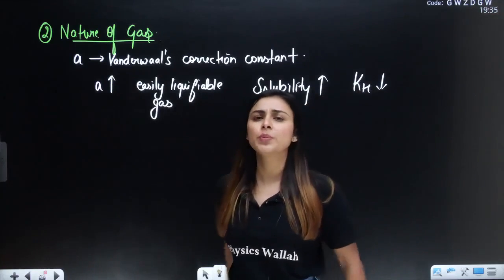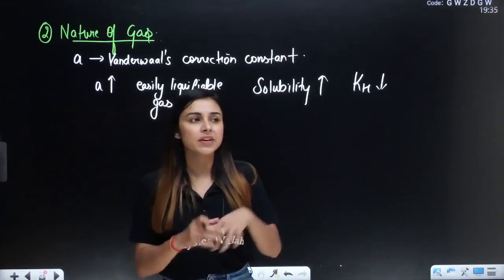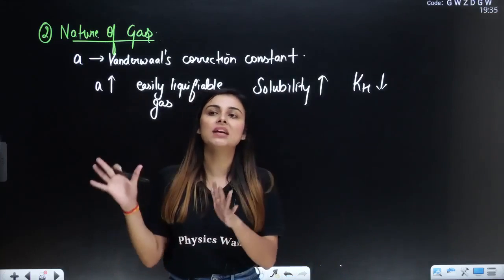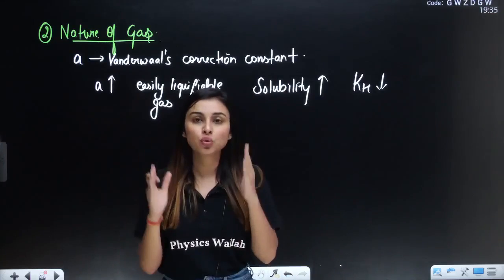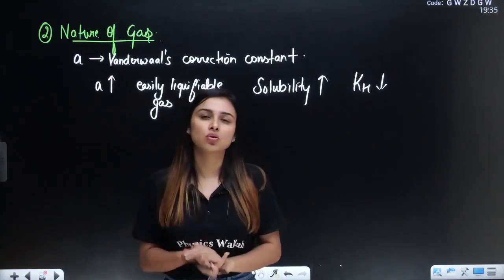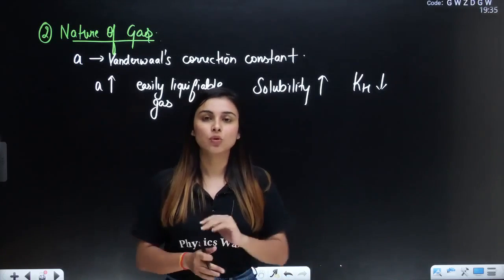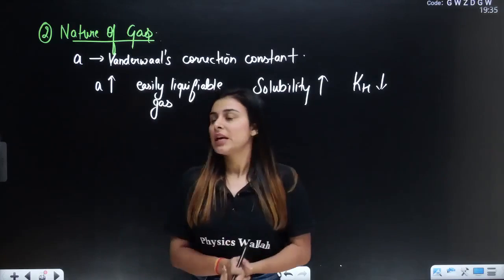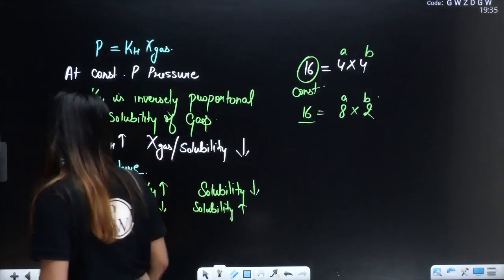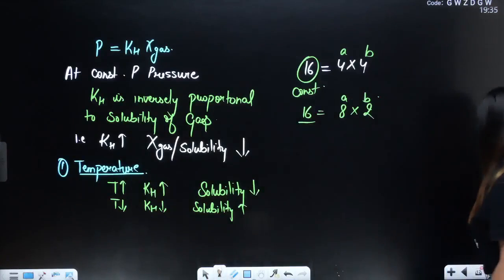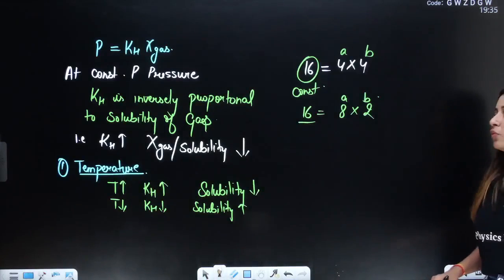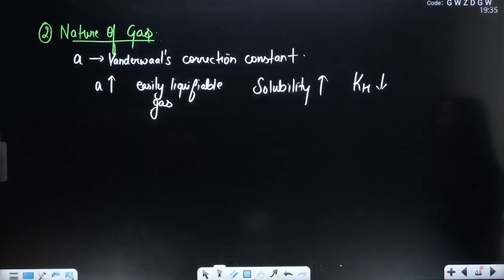Many a times you will be given questions where you will be given Henry's constant values and you will be asked the solubilities trend. So you need to understand the concept and then you can solve all the questions, right? Yes, I hope this is clear with you. Perfect. So you can write all this part and then we'll move forward, okay?